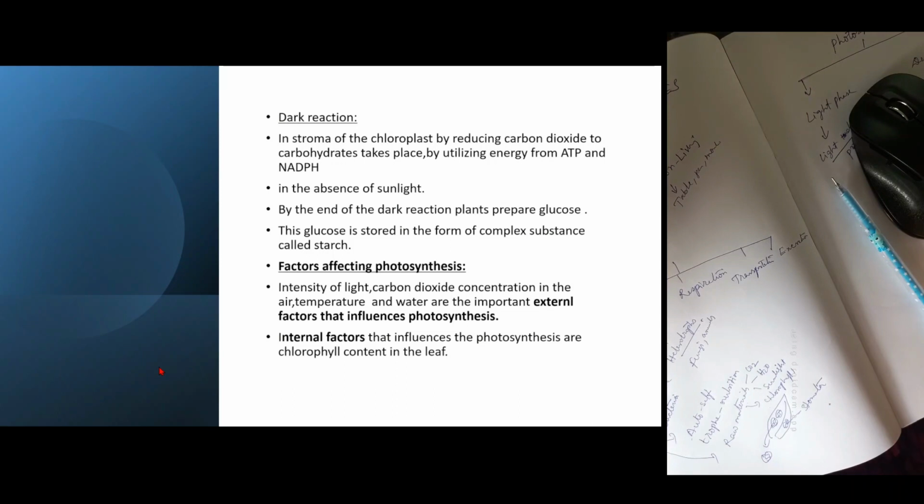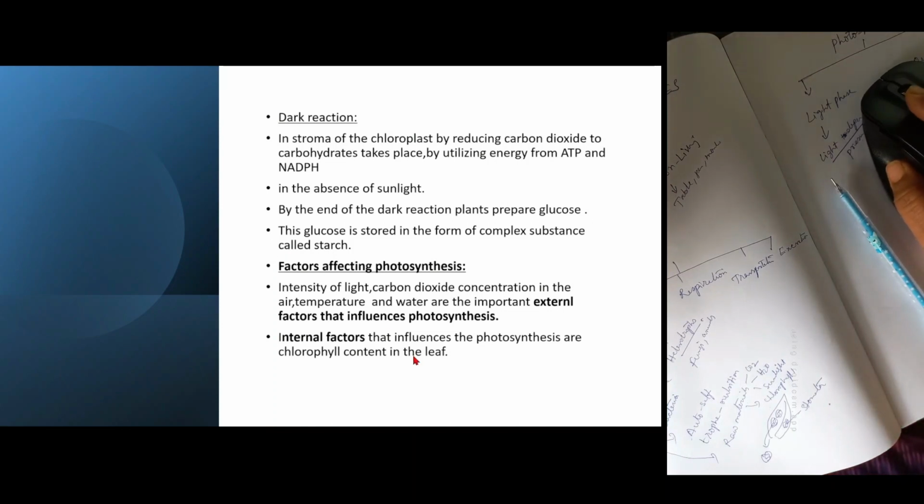Next, dark reaction. In the stroma of the chloroplast, the reduction of carbon dioxide to carbohydrate takes place by utilizing the energy from the ATP and NADPH in the absence of sunlight. By the end of the dark reaction, plants prepare glucose. This glucose is stored in the form of a complex substance called starch. This is overall how the process of photosynthesis takes place.